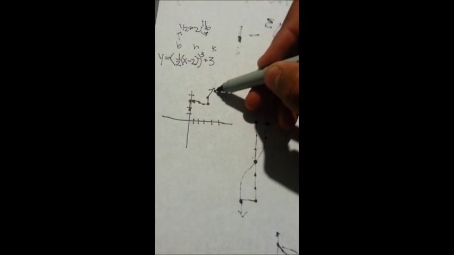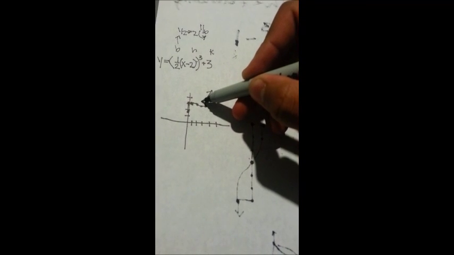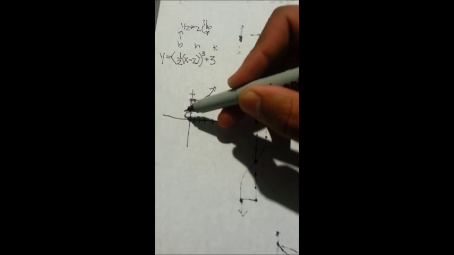So when you connect your dots, it's going to look something like that. And that's how your cubic should look.